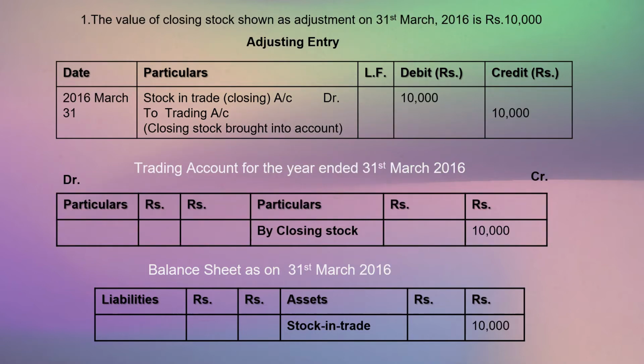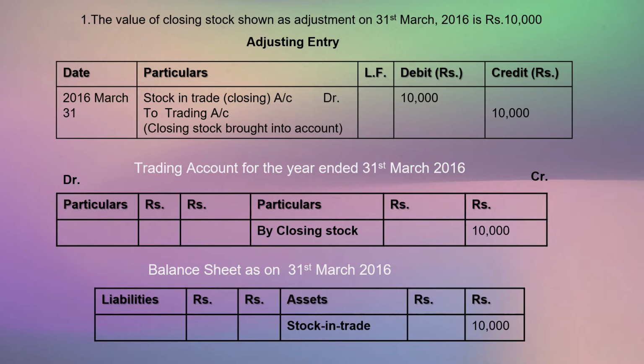Now I have taken one book example, so how you can do it. The value of closing stock shown as adjustment on 31st March 2016 is 10,000. So now you know the journal entry. Record the date, and you have to write closing stock account, or stock in trade account, debit to trading account, rupees 10,000, closing stock brought into account.